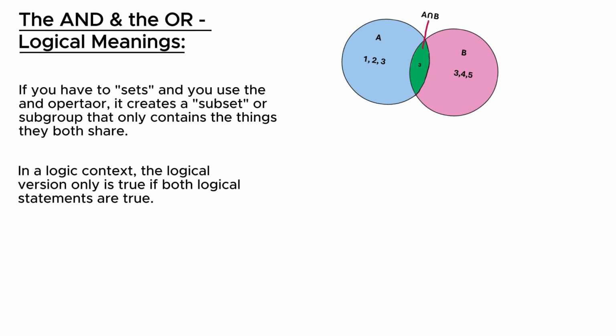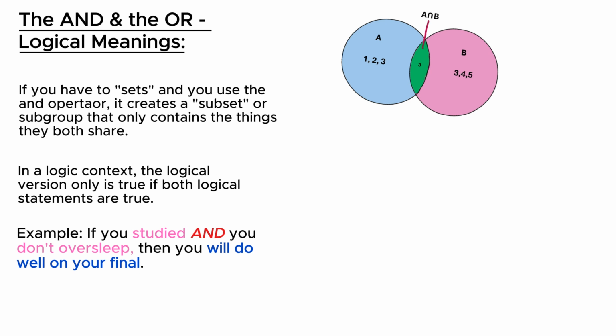So here's an example. In the set context, say we have two sets, A and B. A contains 1, 2, and 3, and B contains 3, 4, and 5. So, if we perform the AND operation on the sets A and B, it only gives us 3, because 3 is the only common element to both of them. In a logical setting, A and B says that the whole statement is true only if A and B are both true.